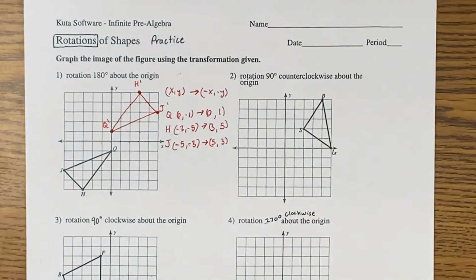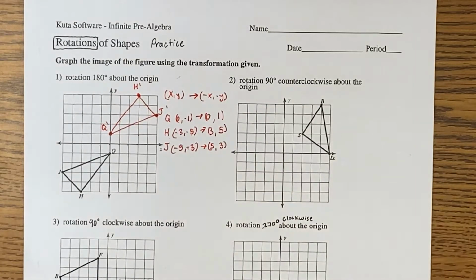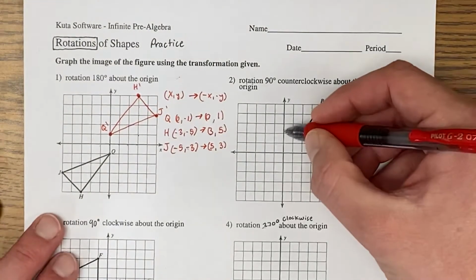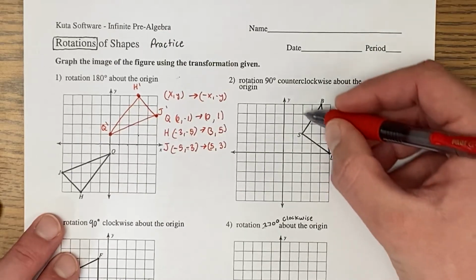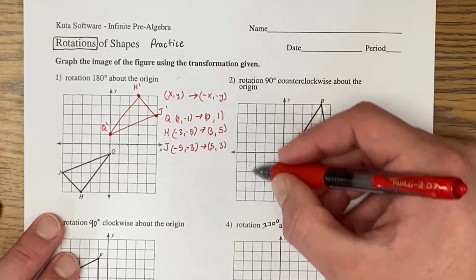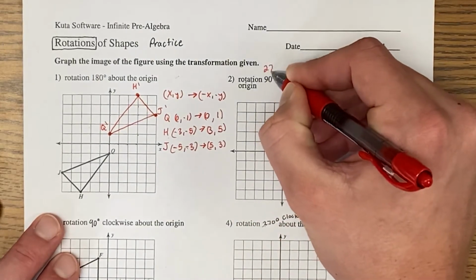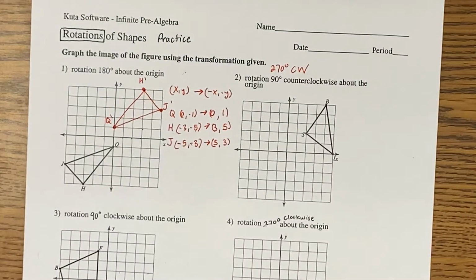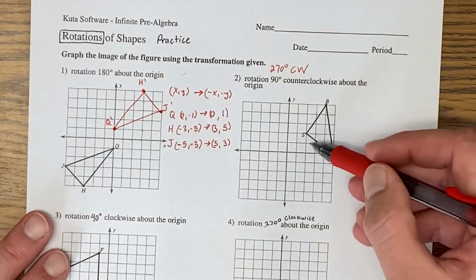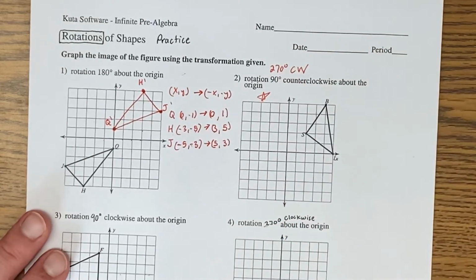So let's take number 2, and let's do it a little bit differently. Rotate 90 degrees counterclockwise about the origin. Well, counterclockwise means I'm going to be going back the other direction from clockwise. So I can think about this as 90 counterclockwise or 270 clockwise. Either one of those is the same thing. I know that I'm going to end up in this quadrant right here. That's where I'm going to end up.